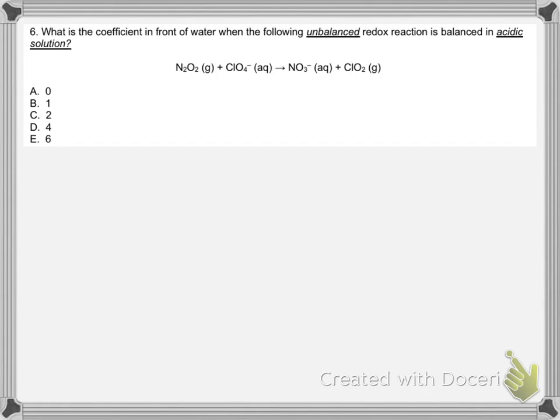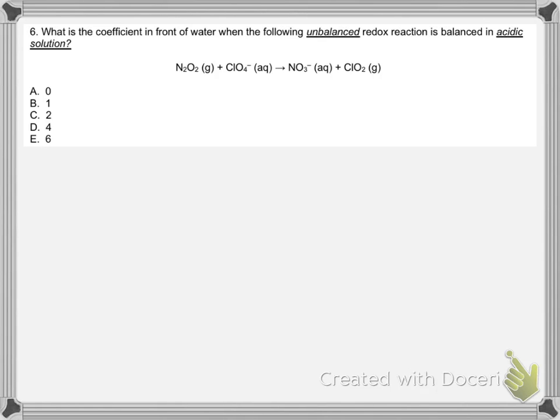So here we have number 6, which is where they want us to balance a redox reaction in acidic conditions. So our first step is to figure out what's being oxidized and what's being reduced by assigning oxidation numbers.